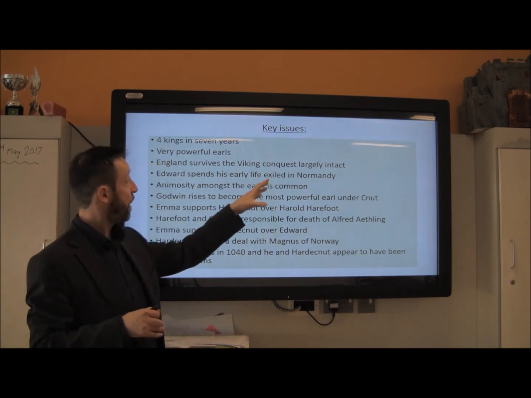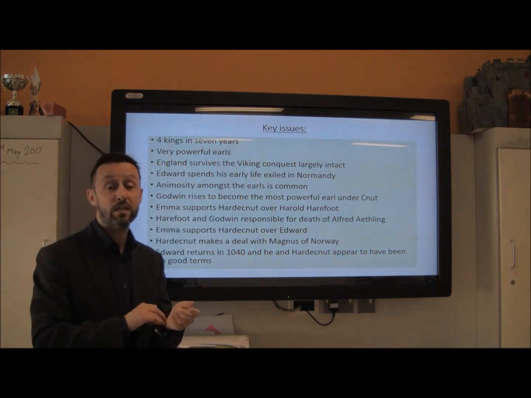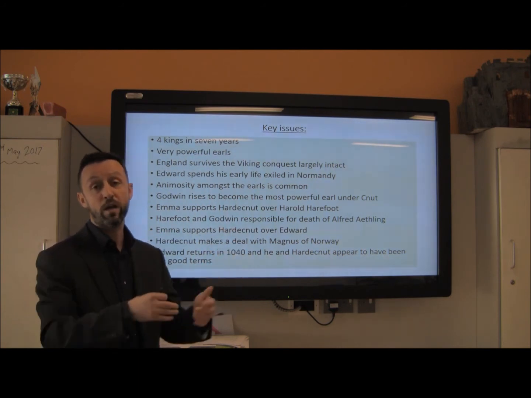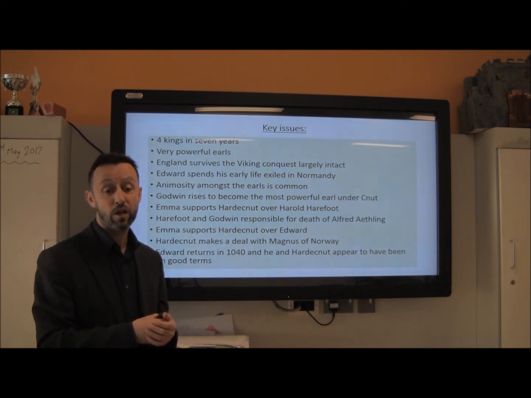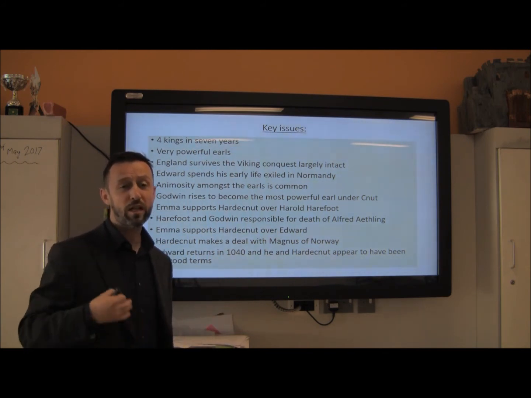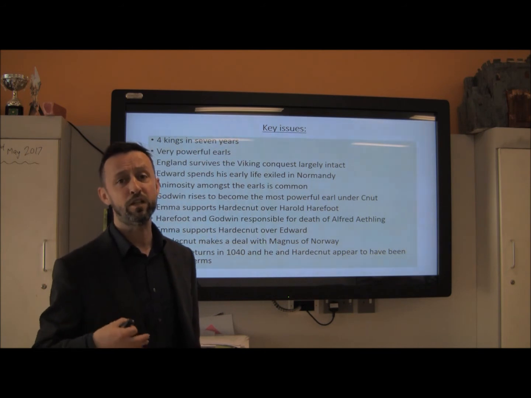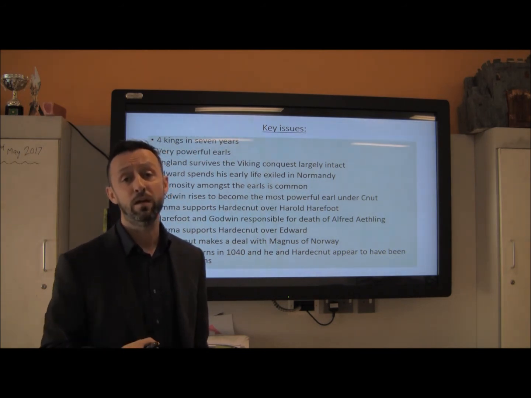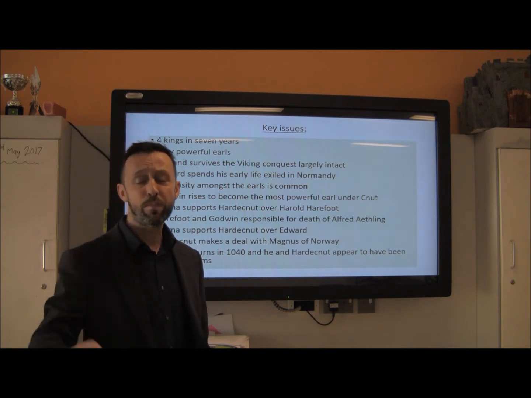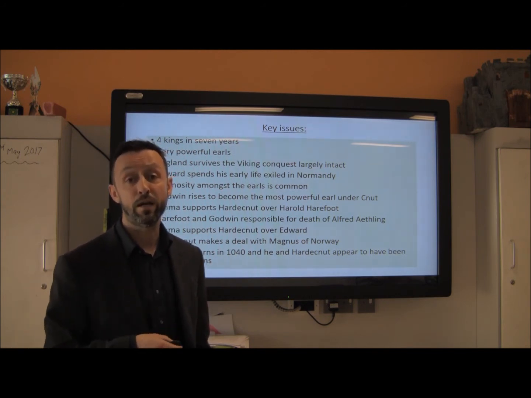Interestingly, England survives the Viking conquest largely intact. It's testimony to the strength of the Saxon system that when Canute takes over, he maintains many of the Saxon institutions. Originally, he replaces most of the powerful magnates with Scandinavians, but these disappear. And by, perhaps as early as 1020, we've got most of these people replaced again by Anglo-Saxons.